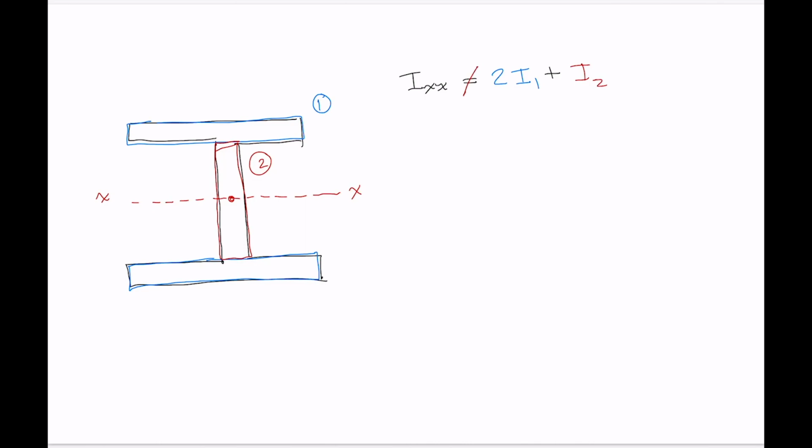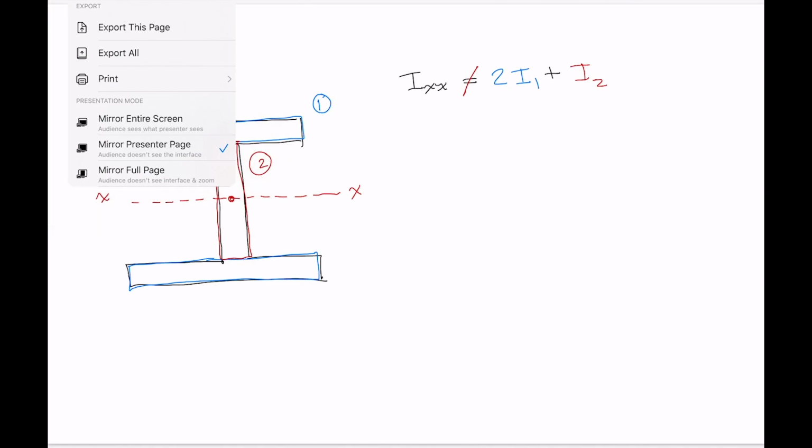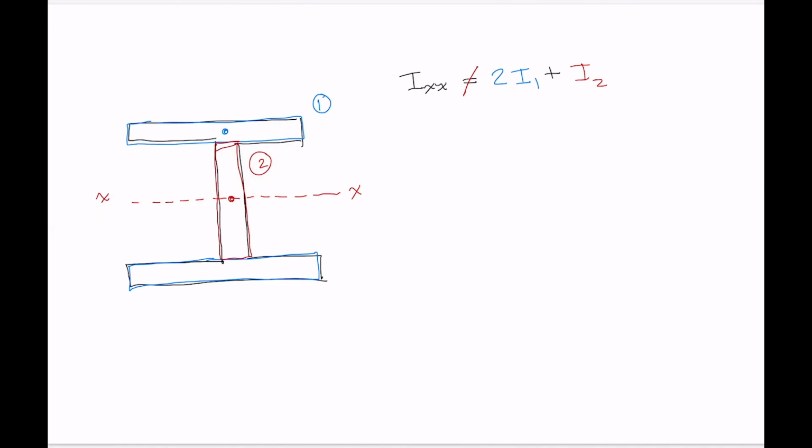We can't do that because, again, anytime that you're going to straight up add and subtract moments of inertia, you need to have the component shapes going in have collinear centroids, or centroids that all lie along the same axis as the axis that you're trying to calculate the moment of inertia about. So in this case, the centroid of shape number 1 at the top is there. The centroid of shape number 1 at the bottom is there.